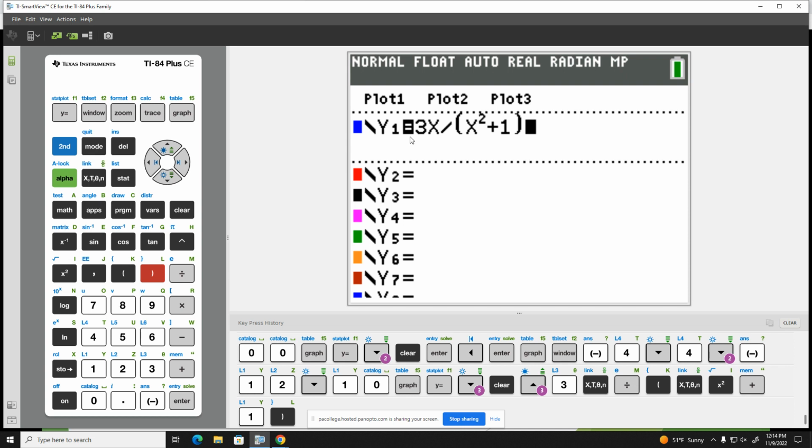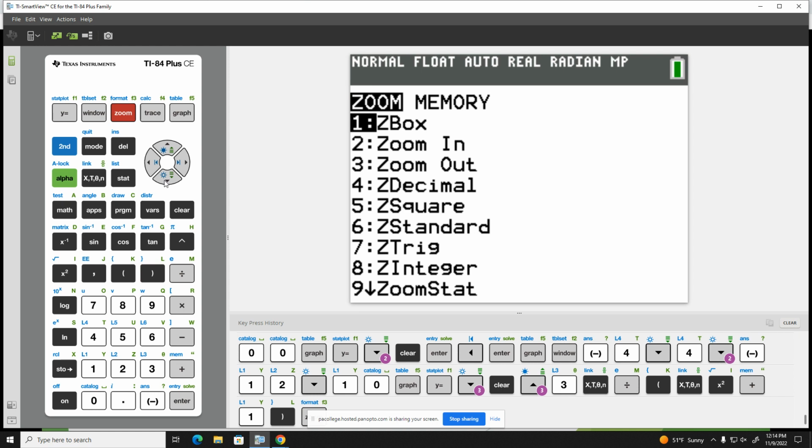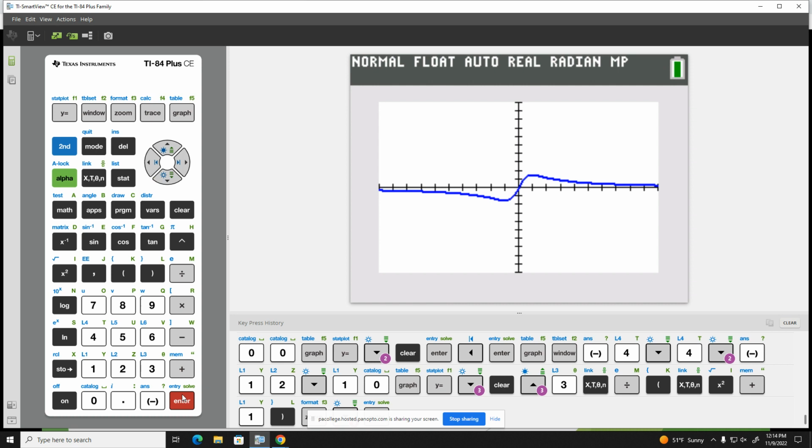Now you'll notice when I type this, the 3x on the top, because there was no addition or subtraction, I did not need parentheses. But with the two different terms in the denominator, I clearly need parentheses around the denominator. The calculator has some zoom features, and that's where we're going to start for finding a window. So we're going to go with zoom, and we're going to go to option 6, the standard, and it works for most of these problems. So we'll try that, and it works great here.